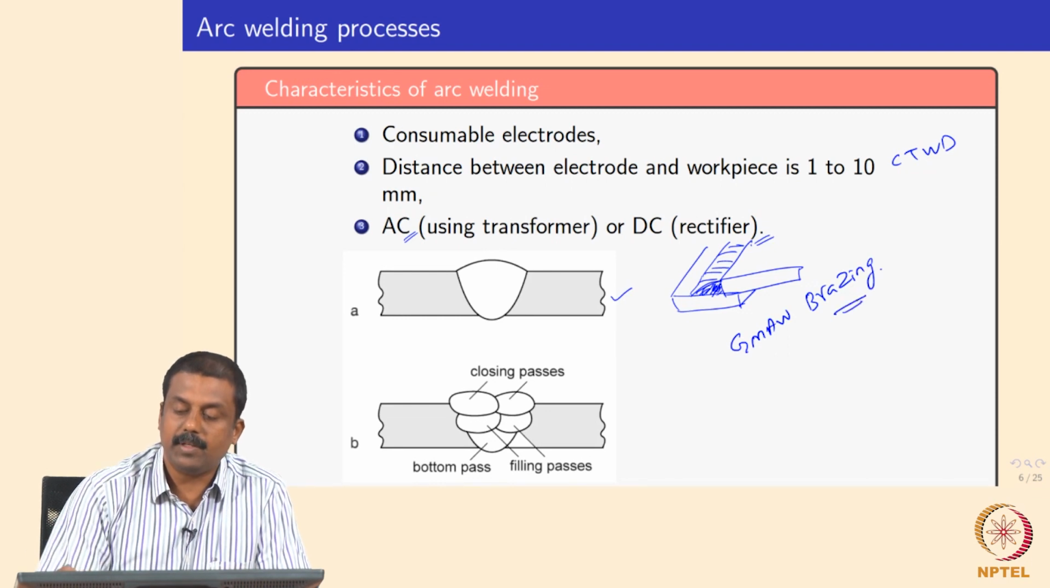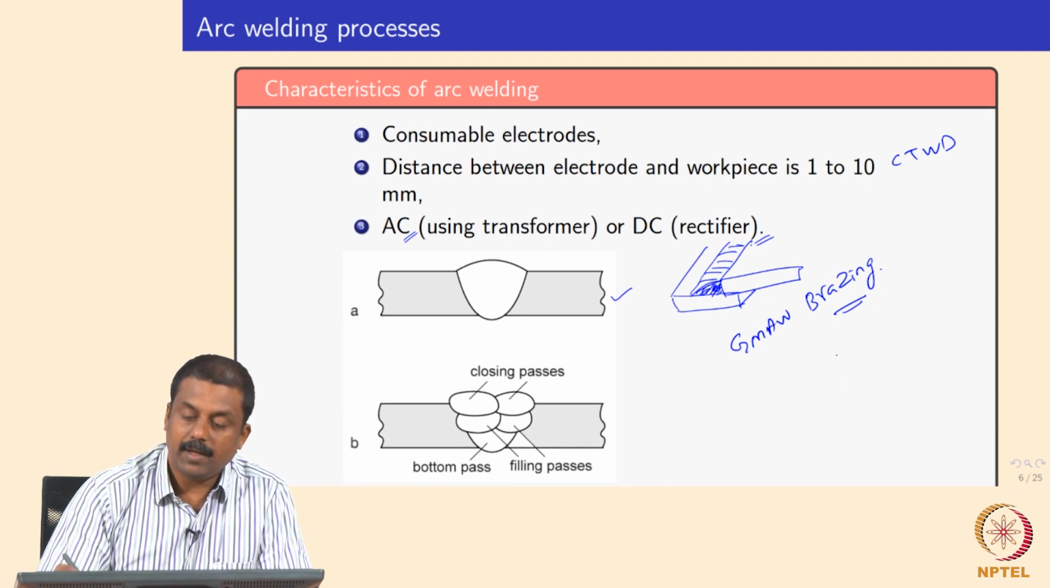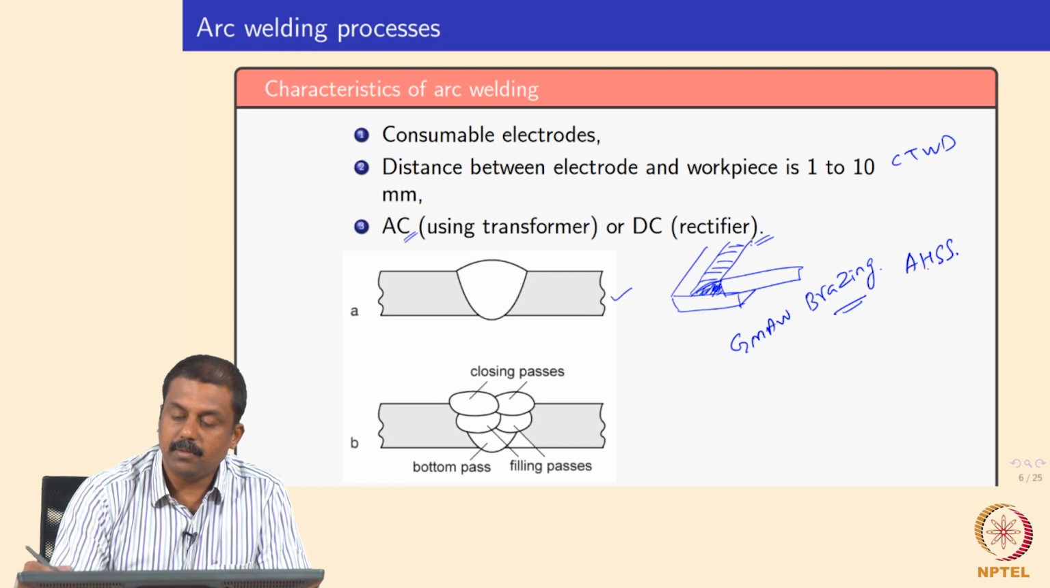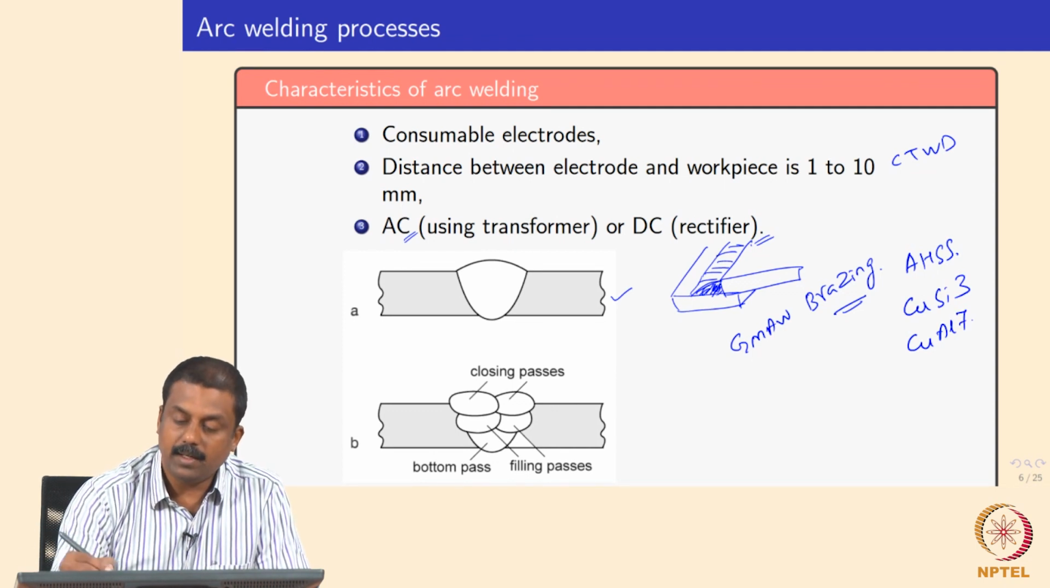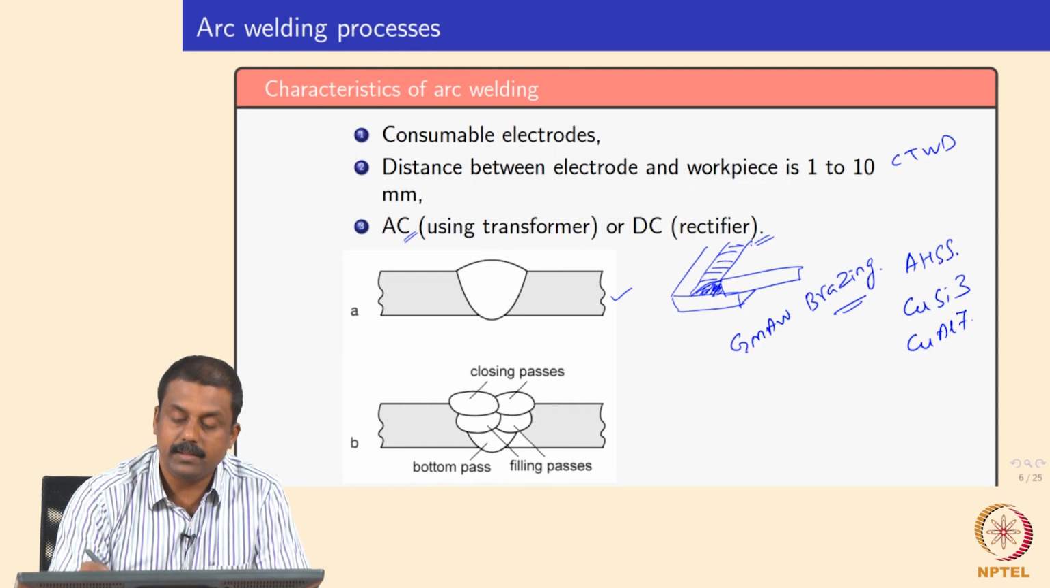So in this case, the brazing is done using a low melting filler. For example, in advanced high strength steels, we use copper based fillers, CuSi3 or CuAl7, and we melt and deposit the fillers to join two overlapping advanced steels by carrying out a fillet weld.